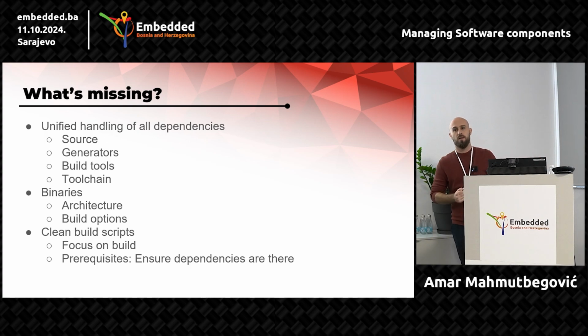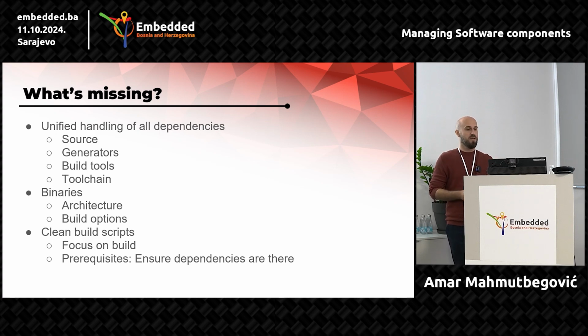So what's missing in this picture is there is no unified handling of all dependencies. It would be great if we could handle all of these software components, all of these dependencies of our project, in a uniform way. So if we could somehow treat sources, generators, build tools, and toolchains as some kind of packages that represent software components.